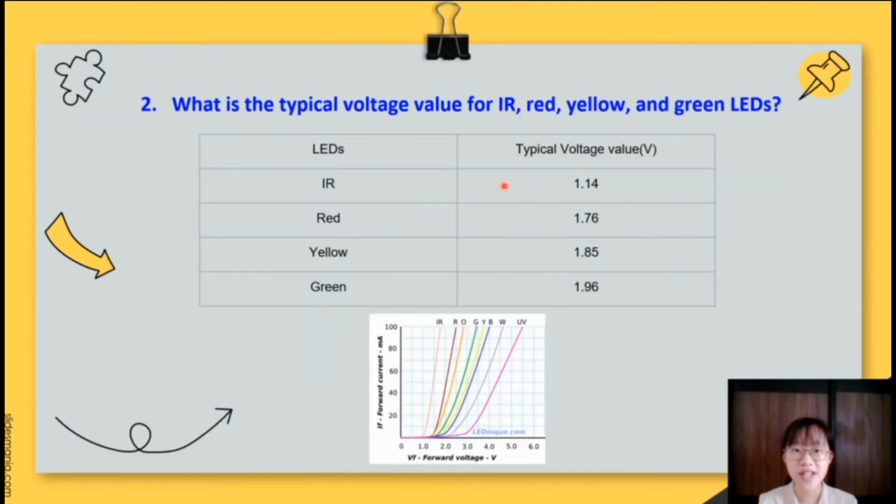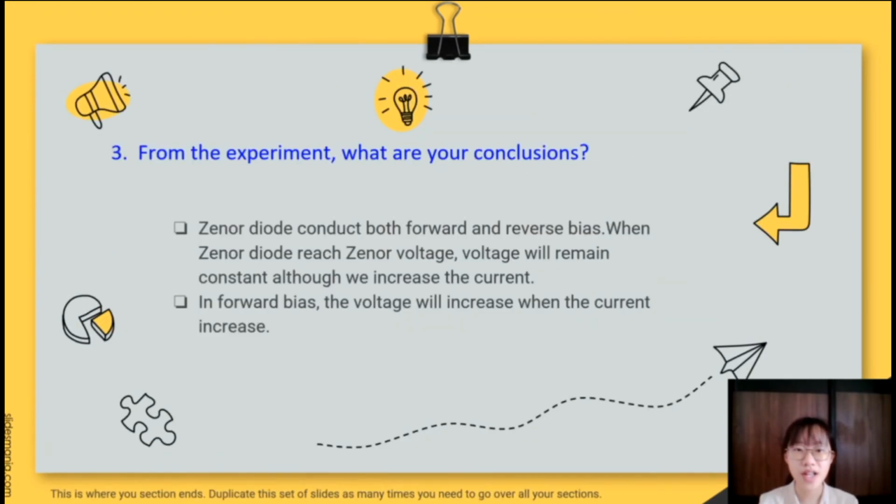Based on the finding from internet, I get that the infrared LED has 1.14 volt for typical voltage and red color has 1.76. The highest typical voltage among these is green LED, which is 1.96 volt. Based on the experiment, the conclusion I obtained is Zener diode can conduct both forward and reverse bias. While when the Zener diode reaches zero voltage, the voltage will remain constant, although we still increase the current. In forward bias, the voltage will increase when the current increases.